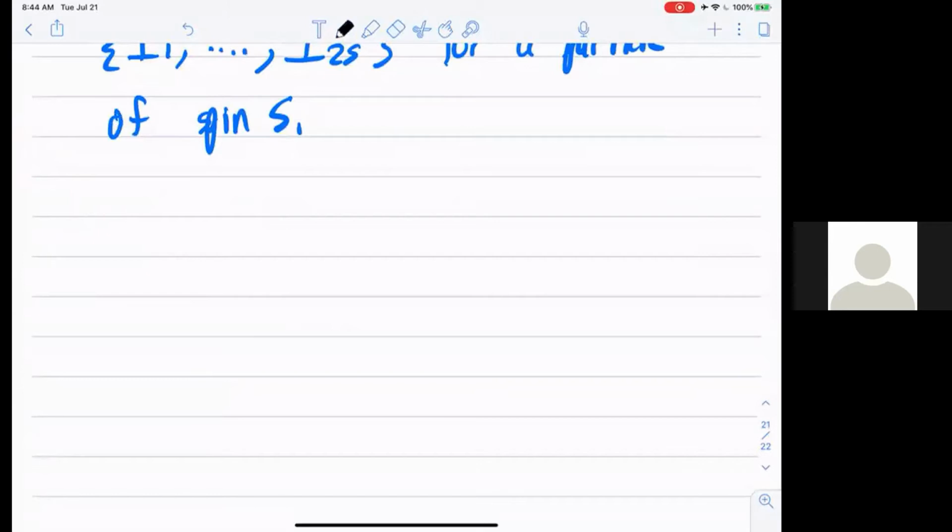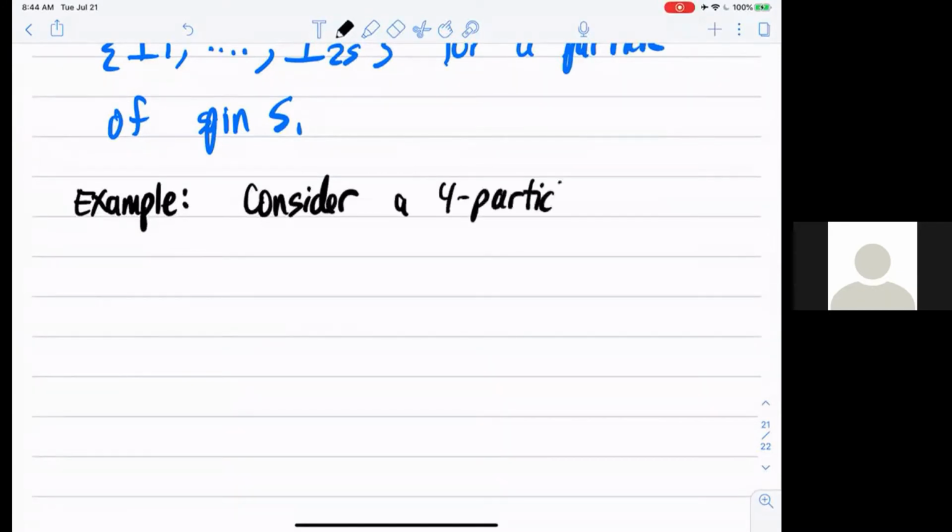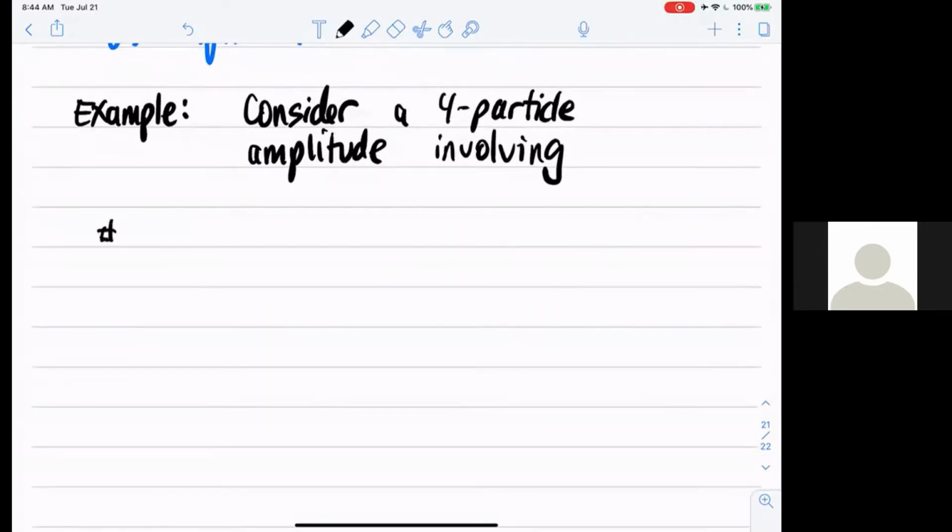Consider, just so you understand what that sentence means that I just wrote. So let's do an example. Consider a four-particle amplitude involving, so I'm going to give four particles here, 1, 2, 3, and 4.